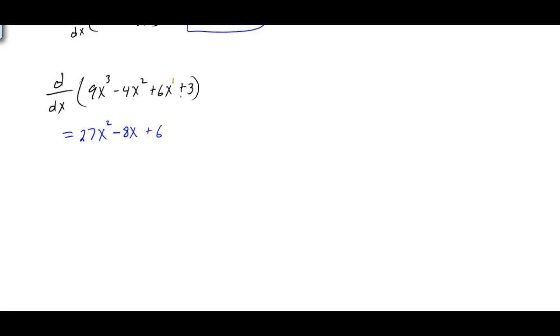And if we take the derivative of, so I guess I could write that in there, we would have x to the 0 power. And if we take the derivative of plus 3, we're taking the derivative of a constant, and once again that's going to always be equal to 0. So really all we're going to have is 27x squared minus 8x plus 6.